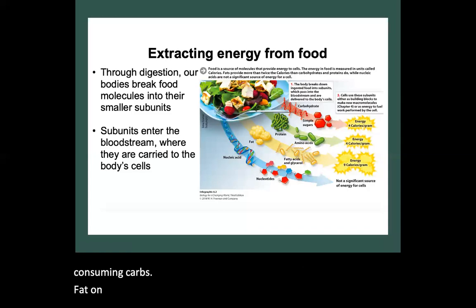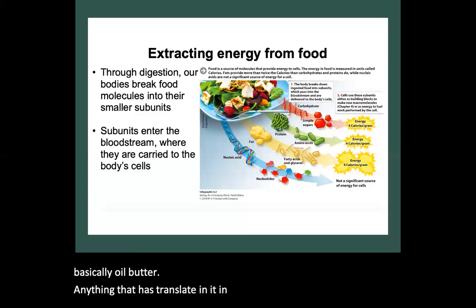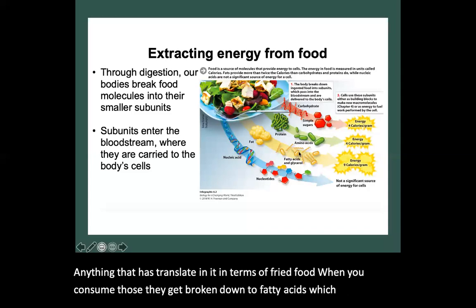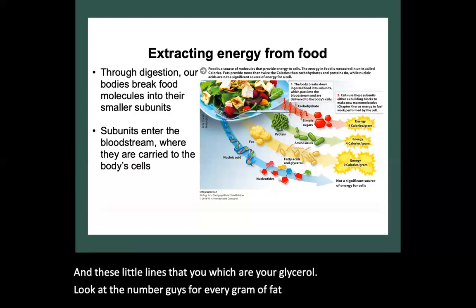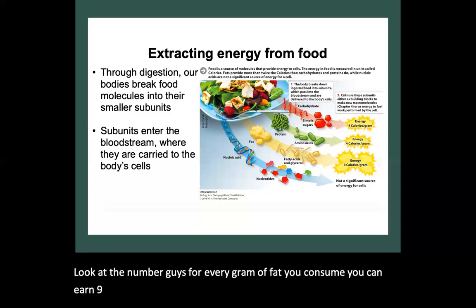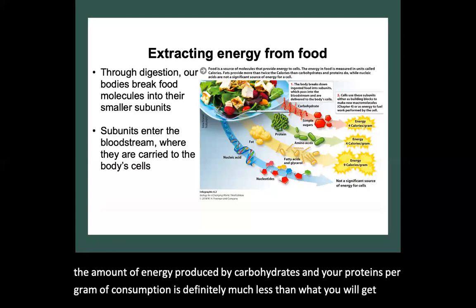Fats, on the other hand, are the things you will have in, let's say, oil, butter, anything that has trans fat in it, in terms of fried food. When you consume those, they get broken down to fatty acids, which are these little yellow blobs, and these little lines that you see, which are your glycerol. Now look at the number, guys. For every gram of fat you consume, you can earn 9 calories of energy. So basically, the amount of energy produced by carbohydrates and proteins per gram of consumption is definitely much less than what you will get from consuming 1 gram of fat.